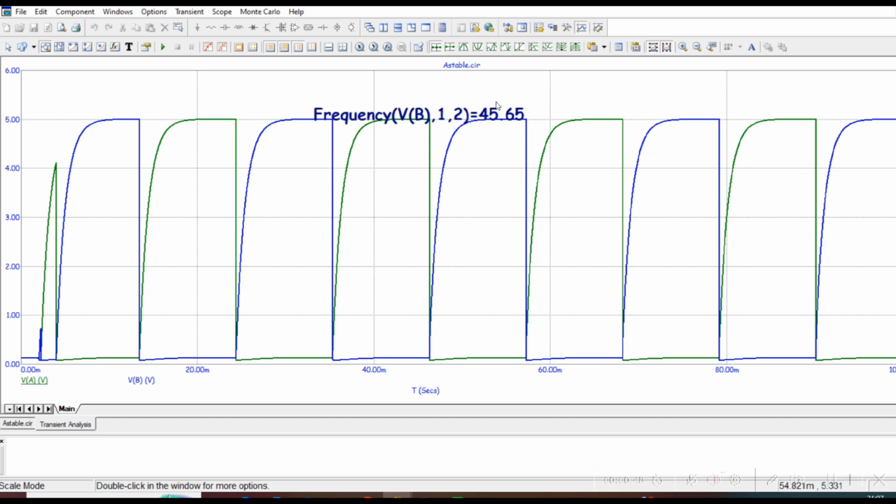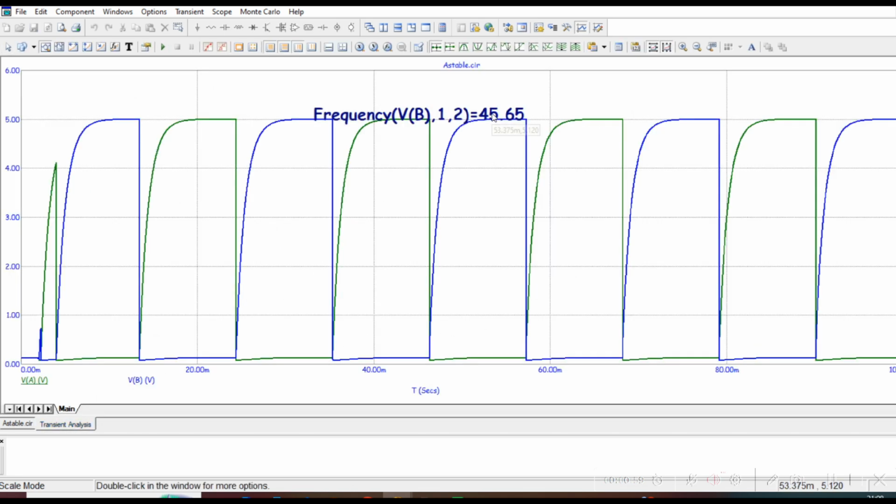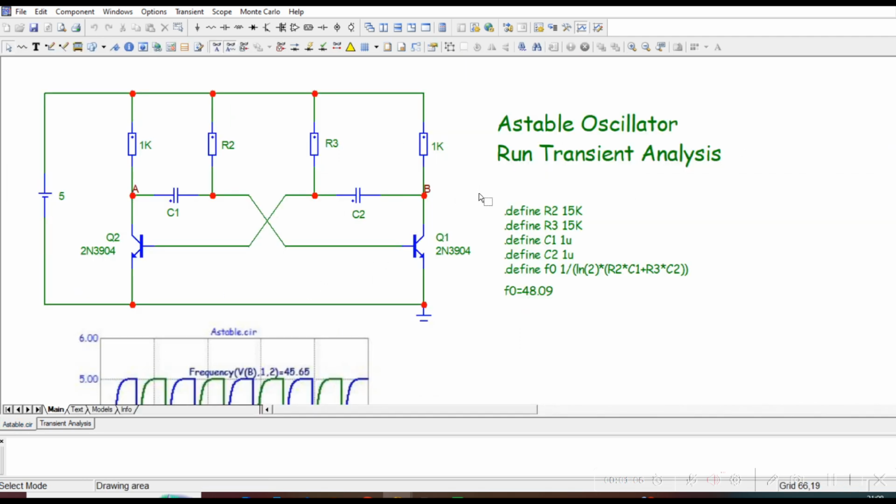Applications of Astable multivibrators. LED flasher. By connecting LEDs to the collector of each transistor, the LEDs will blink alternately. Clock generator. The square wave output can be used as a clock signal for digital circuits. Tone generator. Adjusting the resistor and capacitor values allows you to generate audio tones.